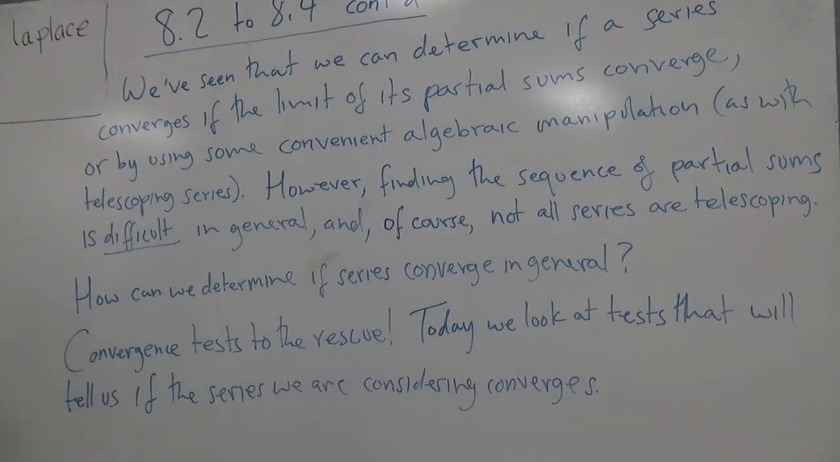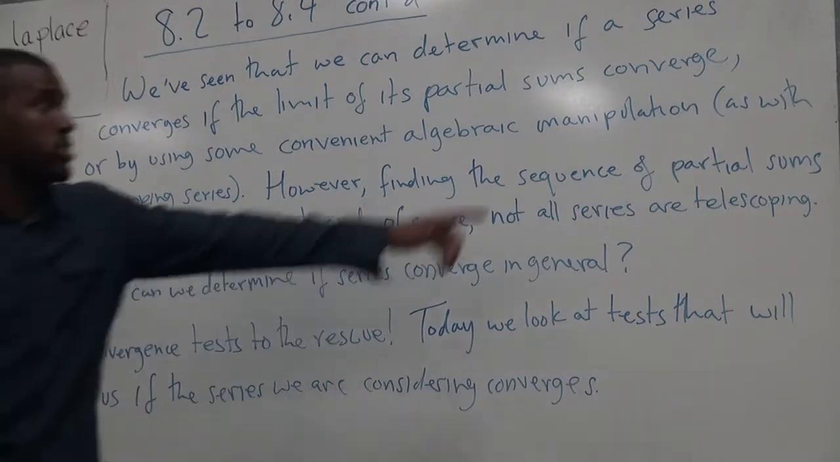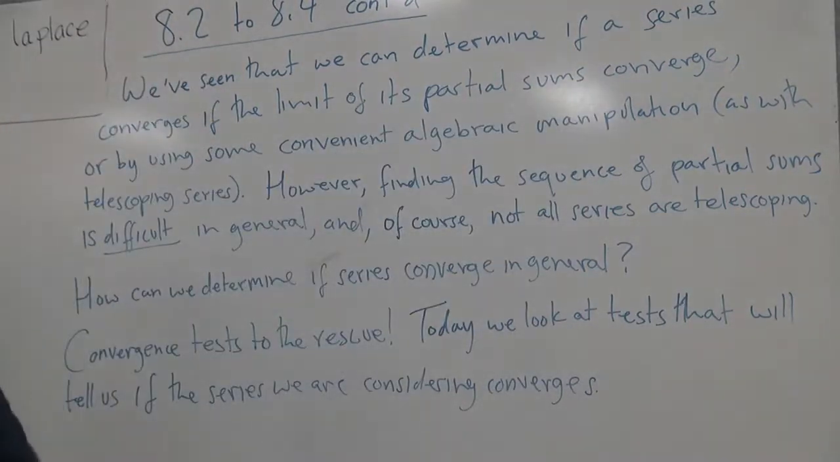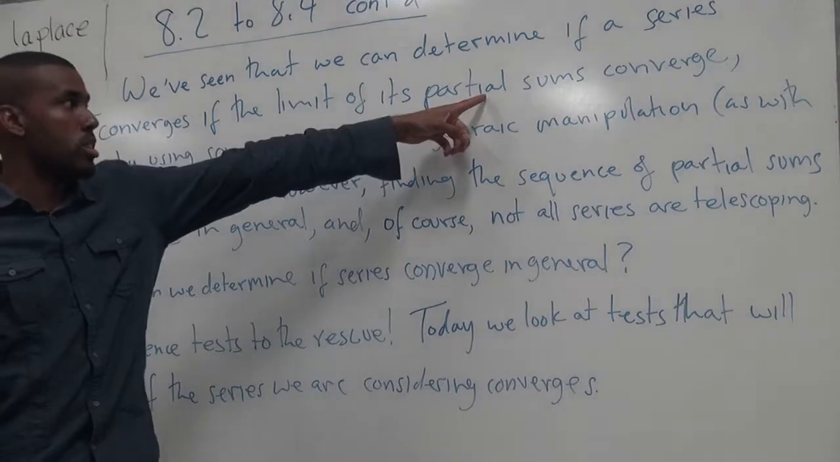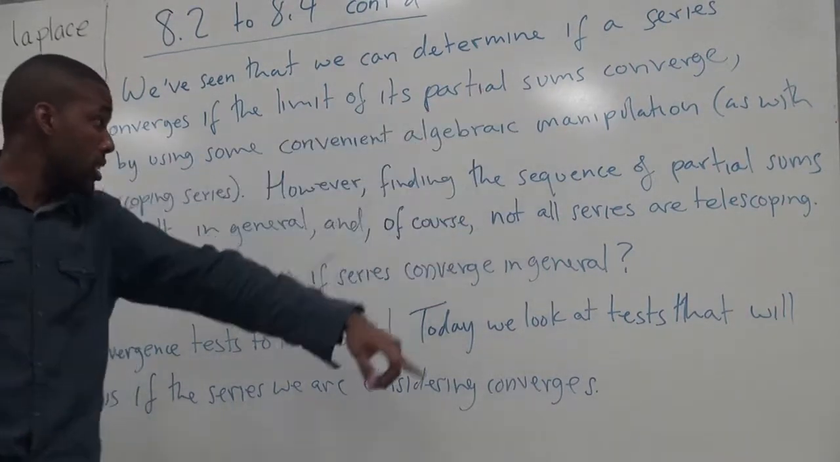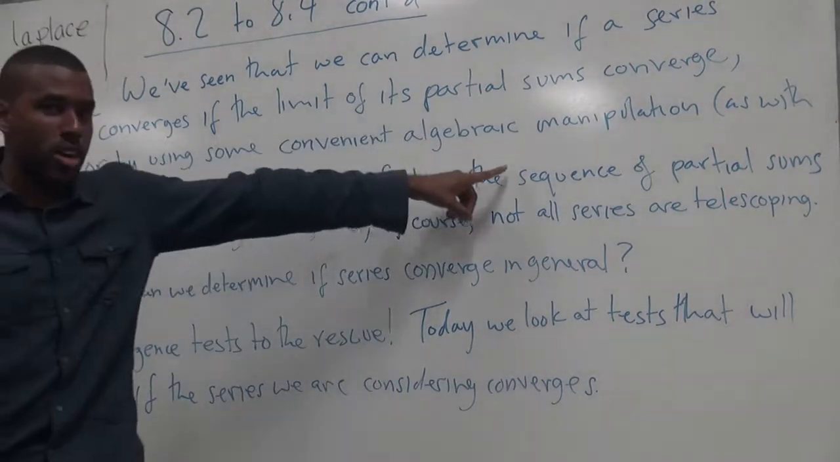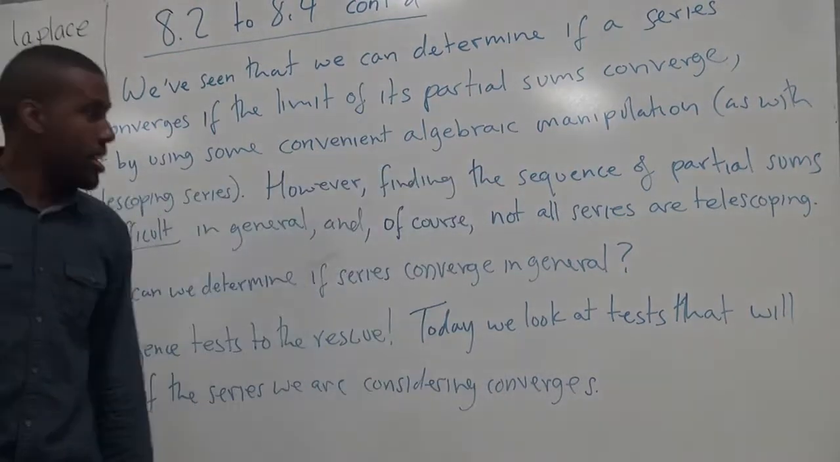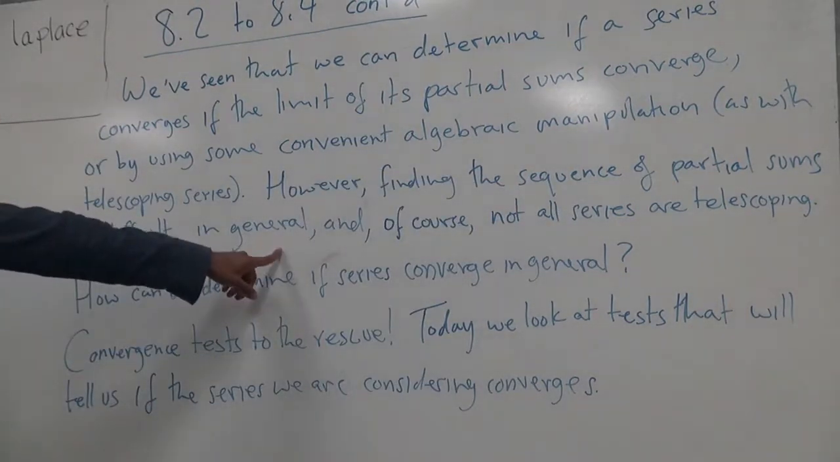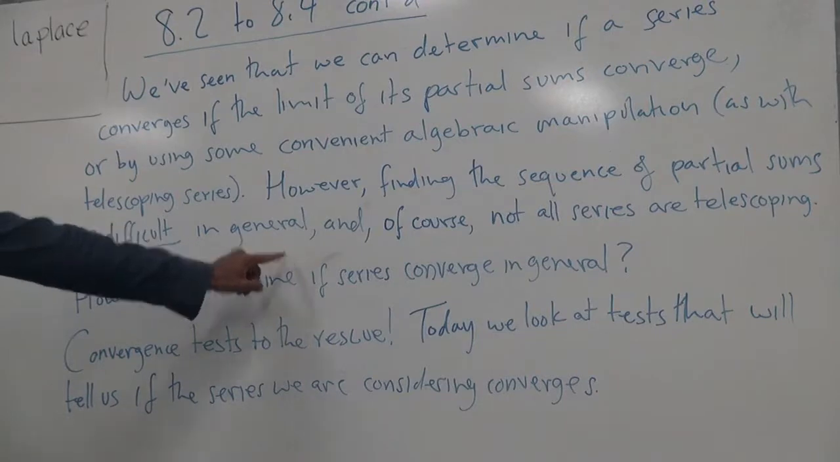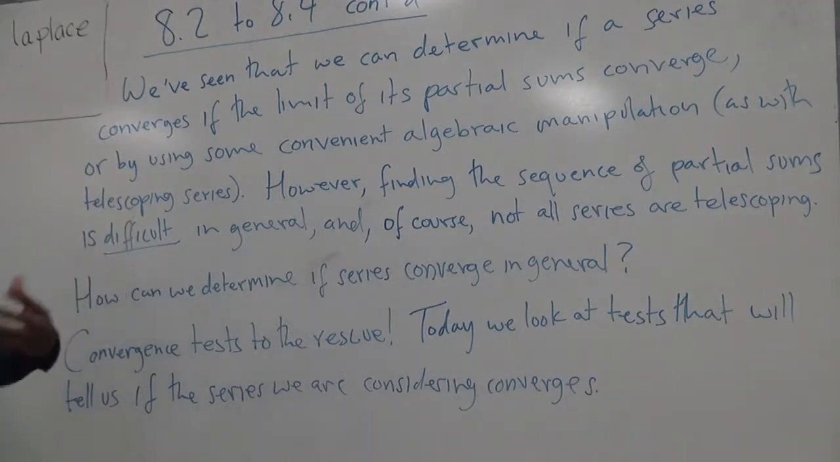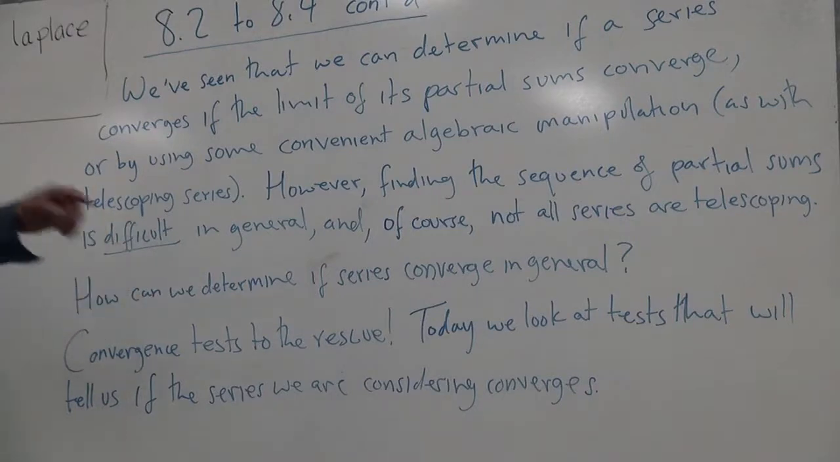And when a series does add up to a finite number, we say the series converges, right? And we've also shown that the series converges if the limit of its partial sums converges, right? That's another sequence. In general, though, finding the sequence of partial sums is super hard. And we've also done telescoping series, but of course not all series are telescoping. So now the question is, in general, how can you tell if a random series that I give you converges or not? And that's what these series tests are for, right? These are called convergence tests for series.